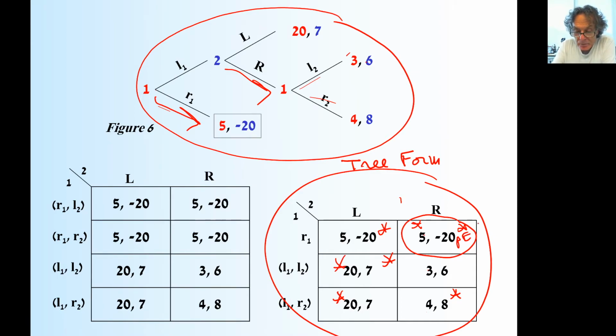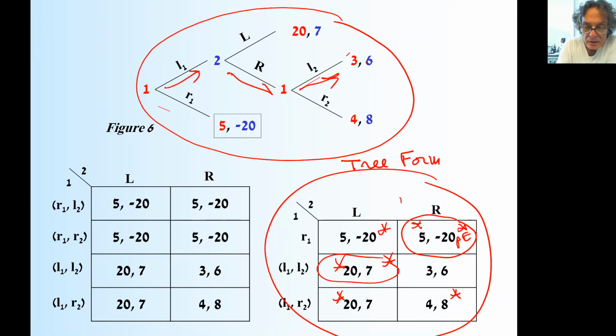And there is another equilibrium. The other equilibrium is this one. Left 1, left 2, and R. Sorry, and left. I was surprised a little bit. And left. Now, I mean, this is the following.